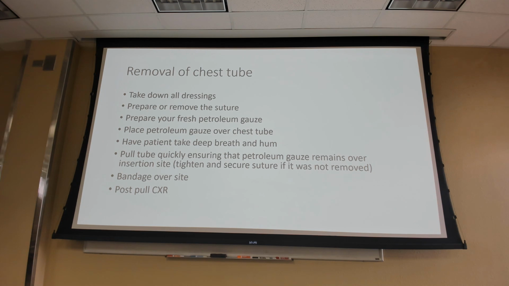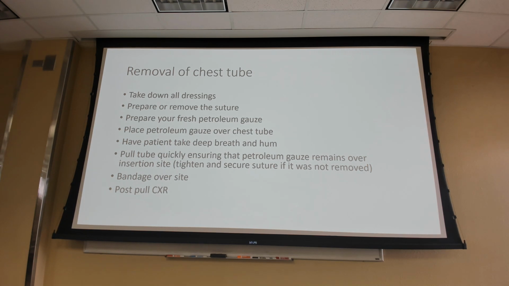depending on whether we need to prepare, it's always good to have sutures available in case something goes wrong. So hopefully we can use the suture material that's already in there, but if not, then we need to prepare our sutures. And then we should get some fresh petroleum gauze to help seal that area, just to ensure that we have a good chest seal after we take that tube out. We don't have any air leaking back into the pleural cavity.